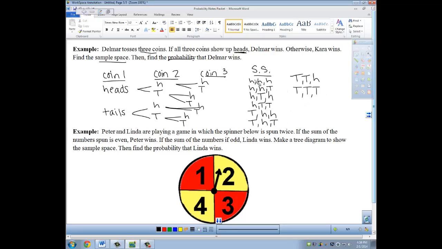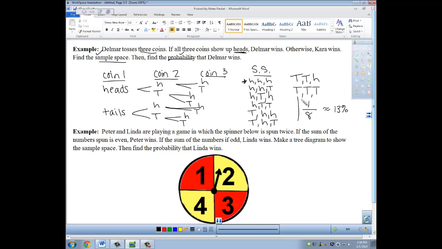This is my sample space, or 1, 2, 3, 4, 5, 6, 7, 8 options there. So that answers the first question, but then I want to find the probability that Delamar wins. Remember, he was going to win if he got heads all 3 times. That only happened 1 time. So since it happened 1 out of 8 times, that's my probability, which is about 13%.